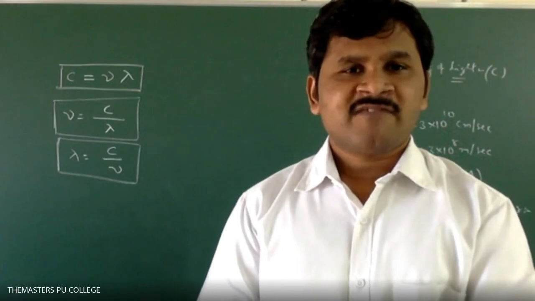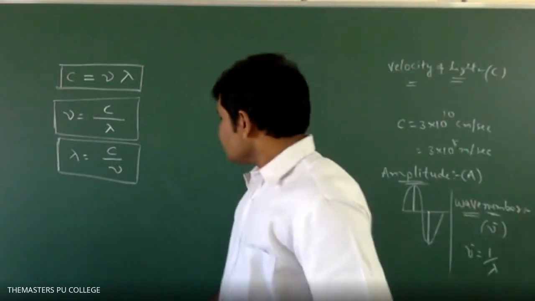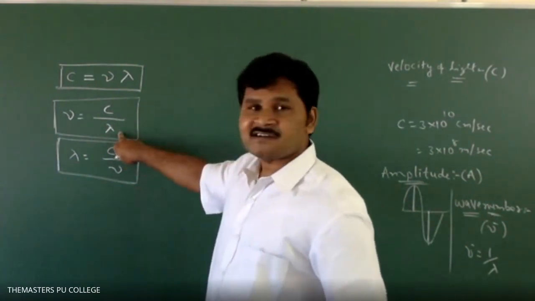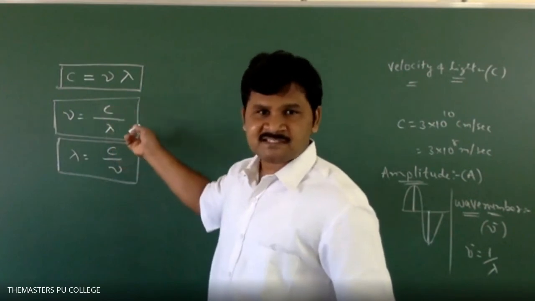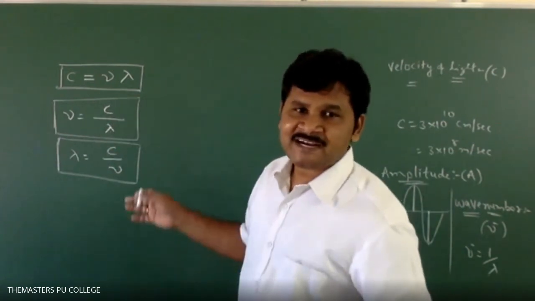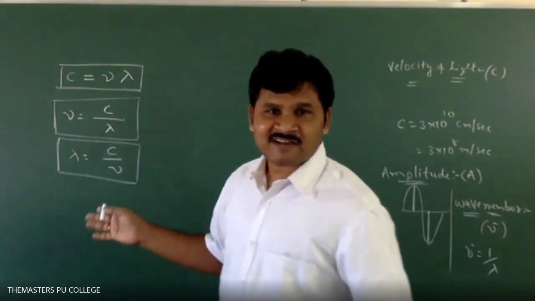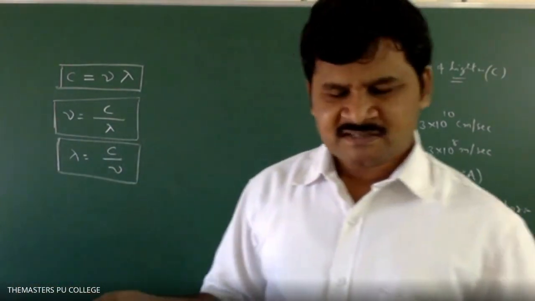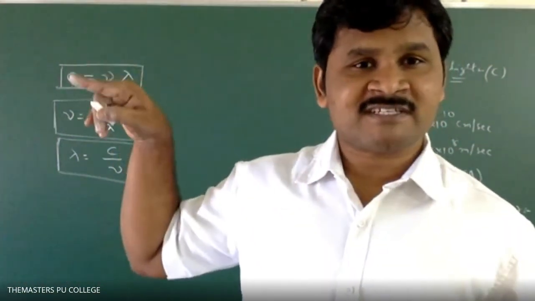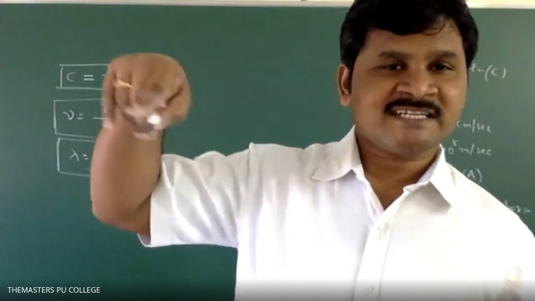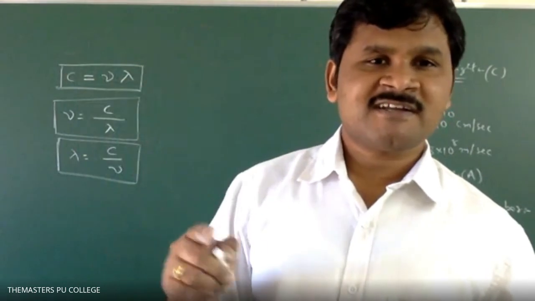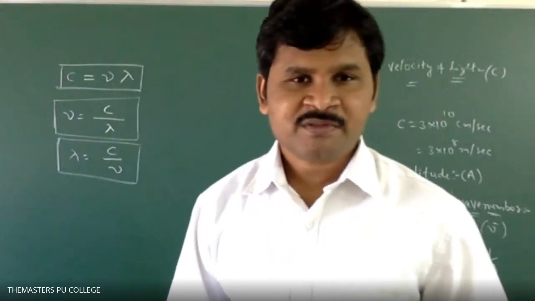Suppose I am taking the velocity of light in meters, here I have to take the given wavelength in meters. Suppose the velocity of light is in centimeters, here I have to take the wavelength of light in centimeters only. So the units should be the same. Centimeter means all should be in centimeters. Meter means all should be in meters. You should not take one in meters and another in centimeters. Okay?